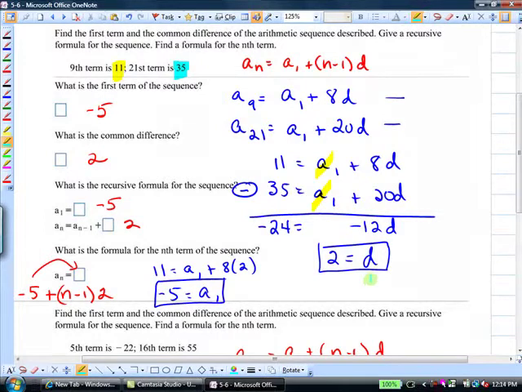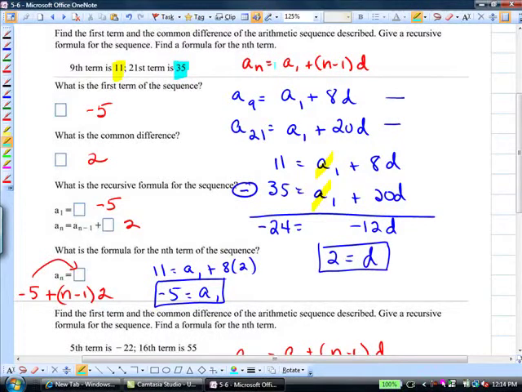Where's 11 come from? In the problem up here, it said the 9th term is 11. Right here. And so you just basically write them, right? I'm writing them in the blank formula.